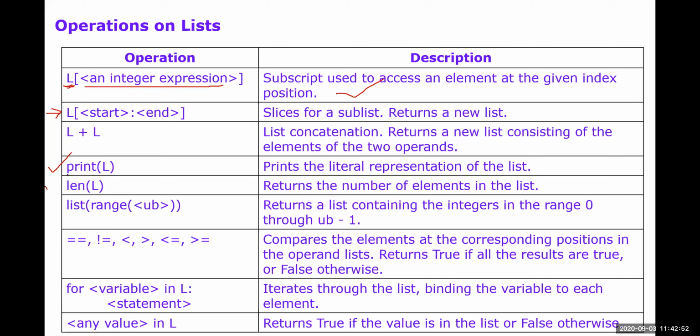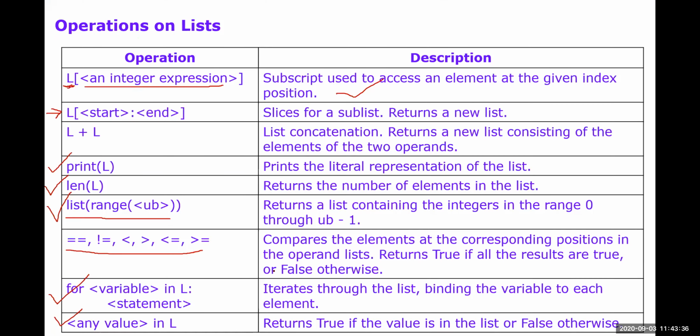Length of L returns how many elements that particular list has. And list of range of an upper bound, you could consider this one also. It generates 0 to upper bound minus 1. And you could also perform all these logical operators. They will be compared with each other. If it is true, it is displayed as true, otherwise it is false. You can display by using a for loop also. And if you take any value in the list, if it exists, it returns true, otherwise it returns false. In this way you can perform the operation here.